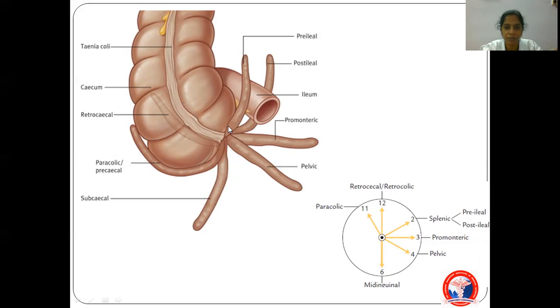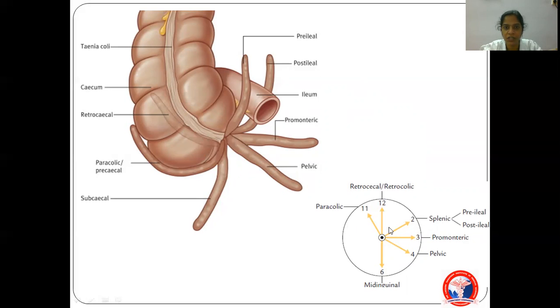Now we can see the types. First one, see in this picture, 11 o'clock, paracolic. Here you can see paracolic, on the side of the ascending colon, 11 o'clock position. The next type is retrocaecal or retrocolic, behind the caecum. The appendix tip will be pointing behind. It passes behind the ascending colon and goes towards the liver. So it is retrocaecal, 12 o'clock position.